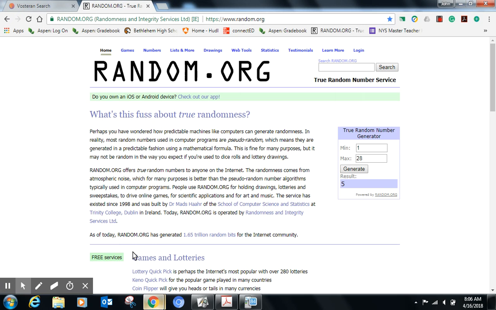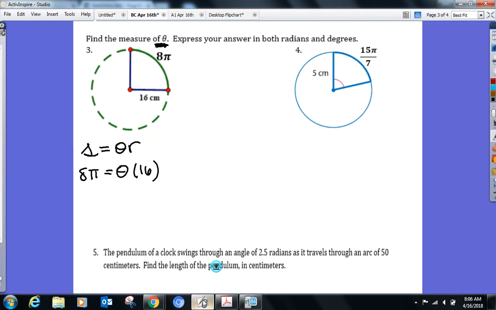Next step. 17, what do you got? I'm trying to solve for theta. Oh, what are we doing here?